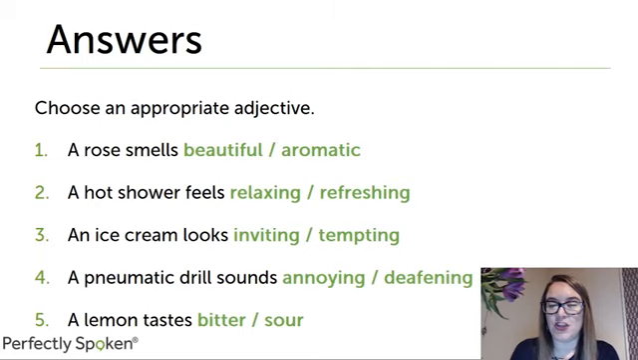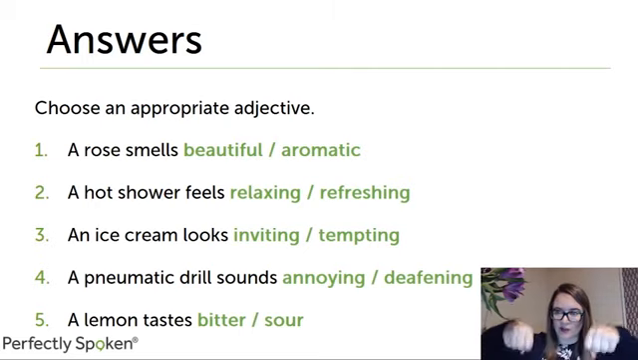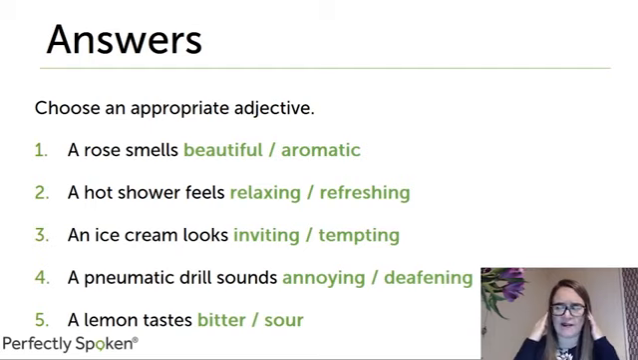Number 4, a pneumatic drill. So they're the drills that you hear on the pavements, very, very loud. A pneumatic drill sounds annoying or deafening. And number 5, a chance to practice some of the food vocabulary we had. A lemon tastes bitter or maybe sour. So the important thing to remember here is that you need the adjective after the verb. As I said, lots of different possibilities that you could have had.